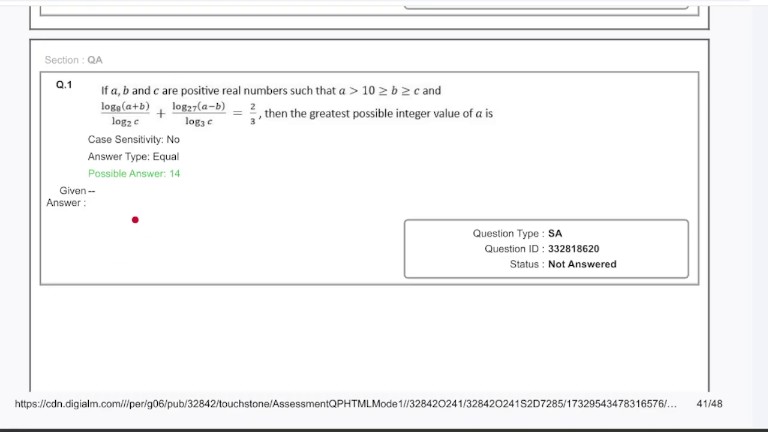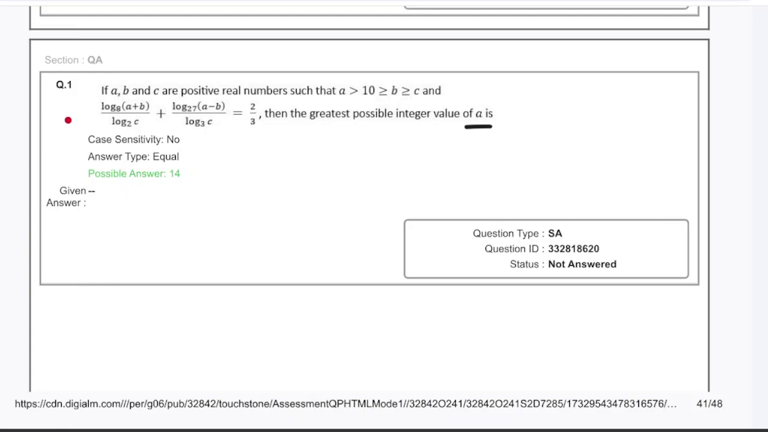The first question says: if A, B, C are positive real numbers such that A is greater than 10, which is greater than or equal to B, which is greater than or equal to C, and log with the base 8 of (A plus B) divided by log with the base 2 of C, plus log with the base 27 of (A minus B) divided by log with the base 3 of C, equals 2 by 3. Then we have to find the greatest possible integer value of A.